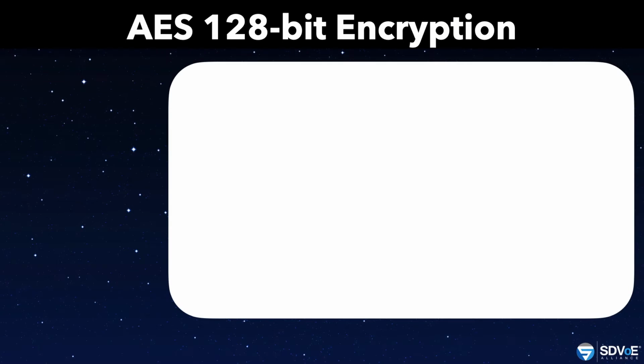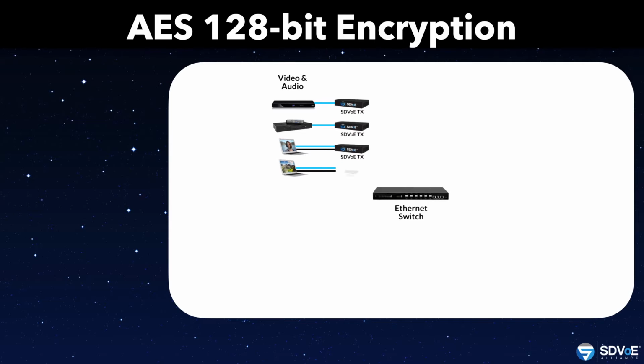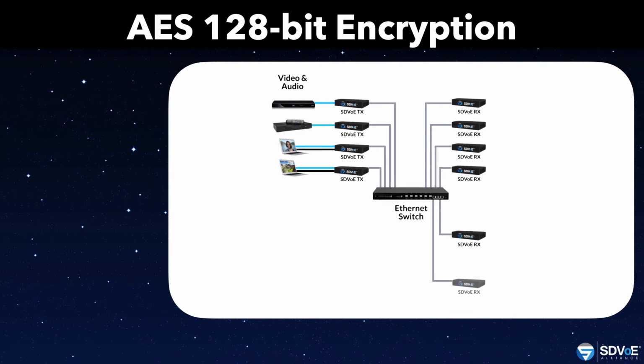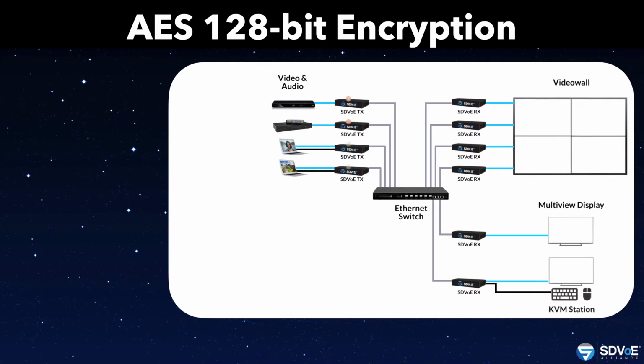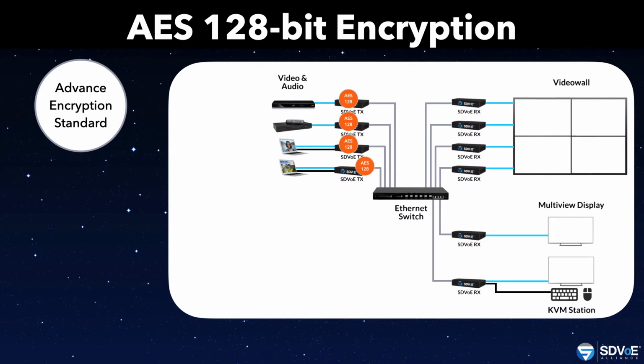Let's use the SDVoE network topology to demonstrate how security should be implemented, frankly, across any AV over IP system. When the source signals are turned into packets of data, those packets are encrypted before being sent across the network. AES stands for Advanced Encryption Standard, and AES 128 is commonly used to encrypt the data.